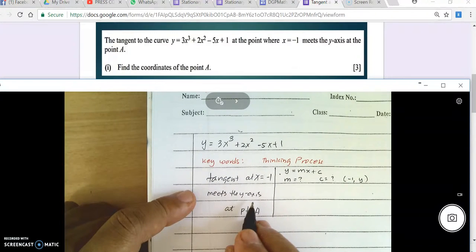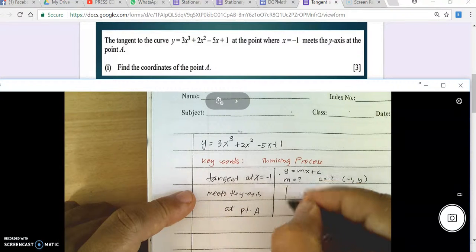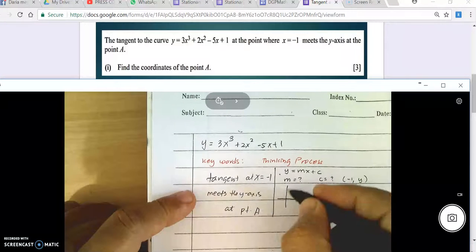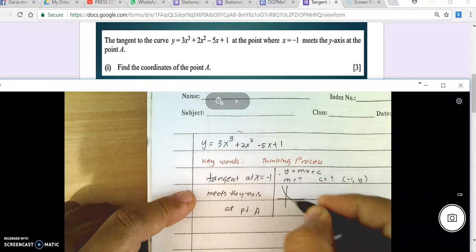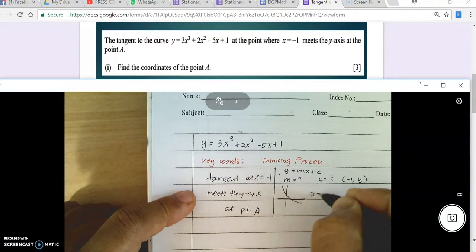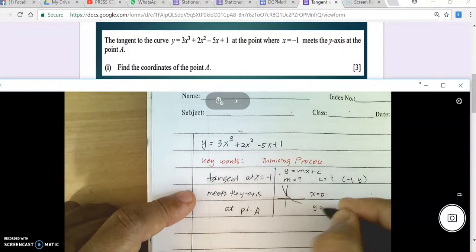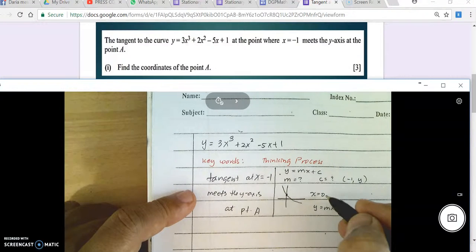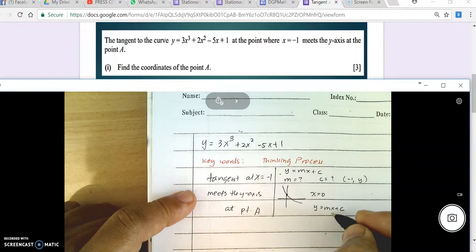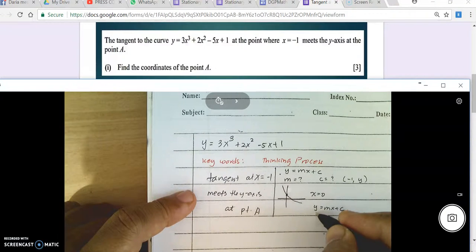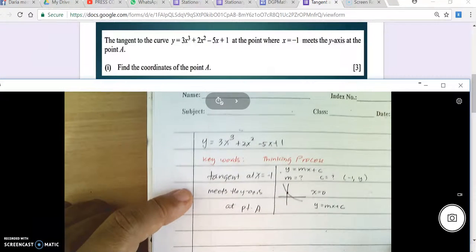It meets the y-axis. Remember, any curve that passes through the y-axis means that x equals 0. So after you get the tangent y equals mx plus c, you need to plug in 0 for your x, and you can find the value of your y. So let's try to do that plan.